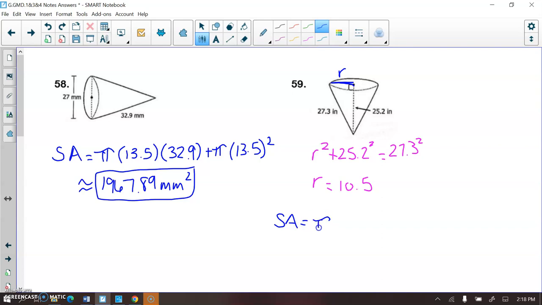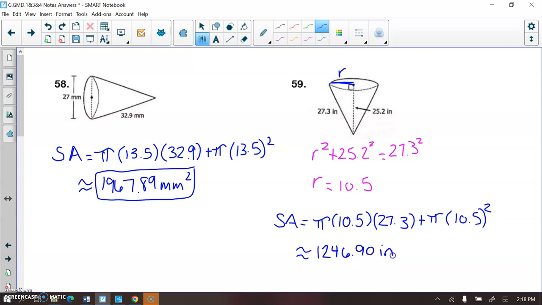Surface area of a cone is pi times your radius times your slant height, which is 27.3, plus pi r squared, the area of your base, so pi times 10.5 squared. Typing this all into my calculator, a 10.5 times a 27.3 times a pi plus a 10.5 squared times a pi comes out to be approximately 1,246.90, oops, let me redraw that, inches squared.